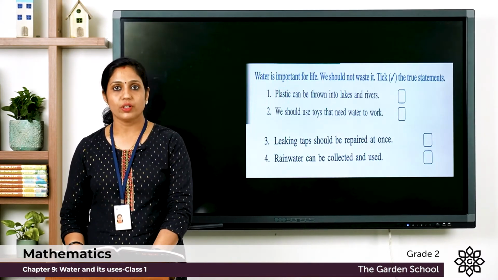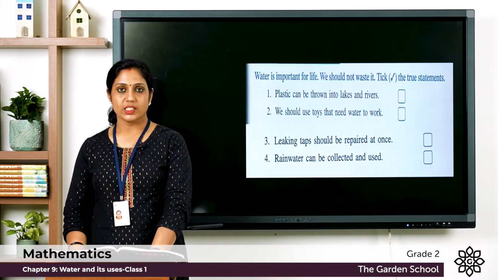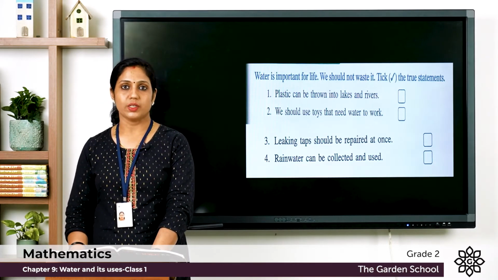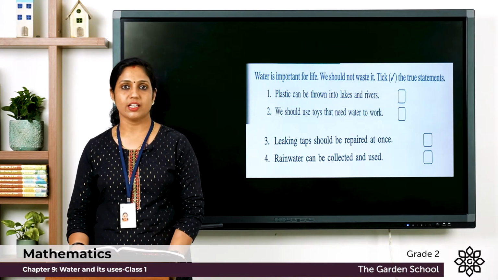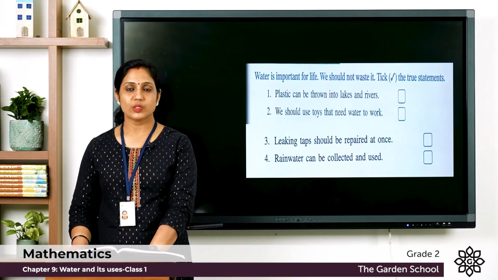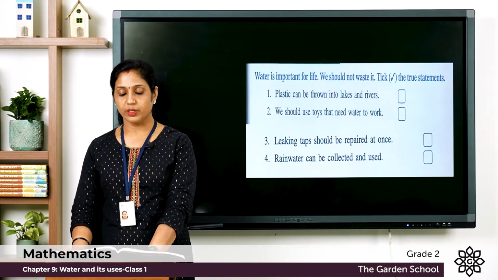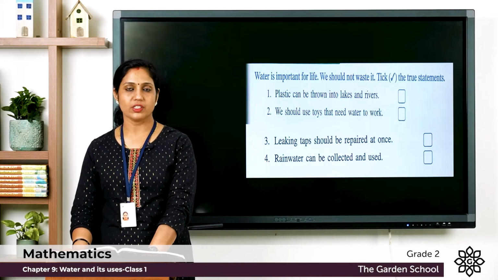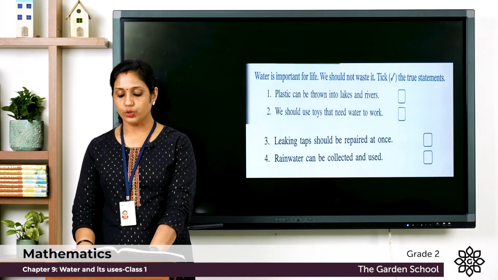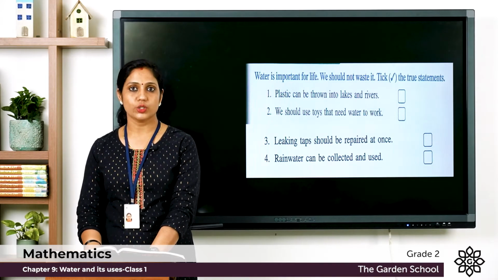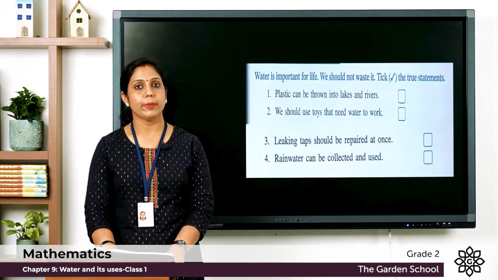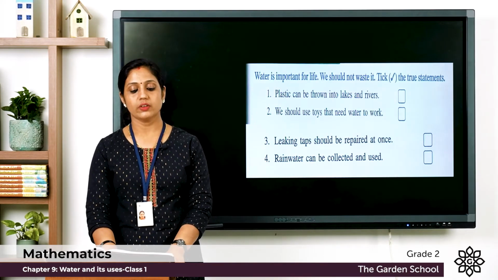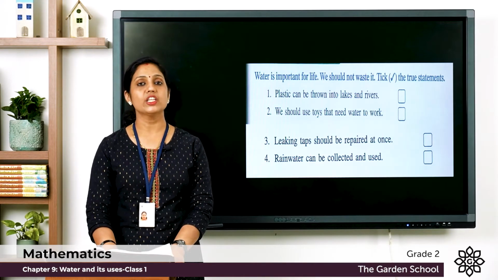Water is important for life. We should not waste it. Tick the true statements. So some statements are given and we have to tick the correct statements. Let's look at the questions. The first question, plastic can be thrown into lakes and rivers. Second, we should use toys that need water to work. Third, leaking taps should be repaired at once. And the fourth, rainwater can be collected and used.